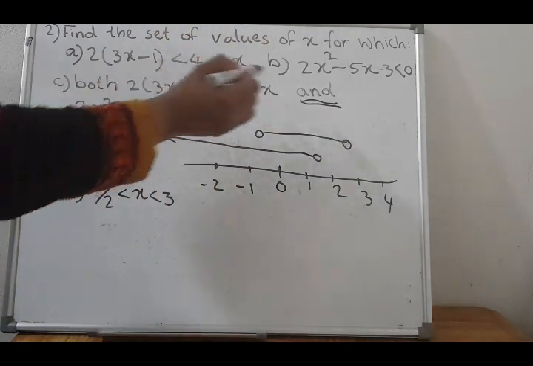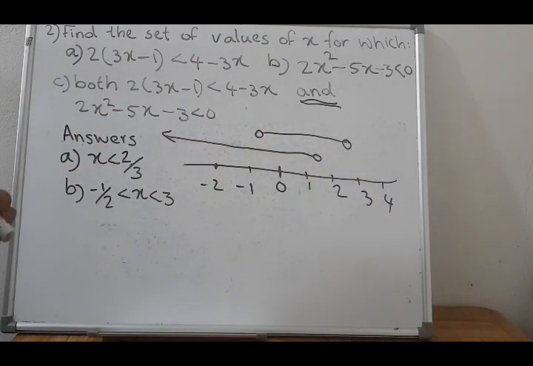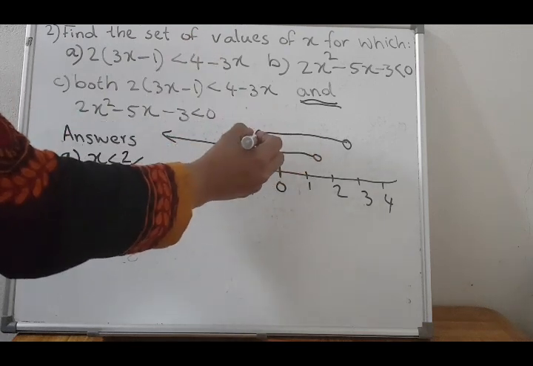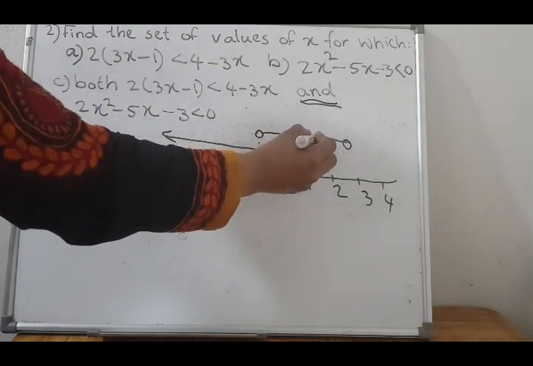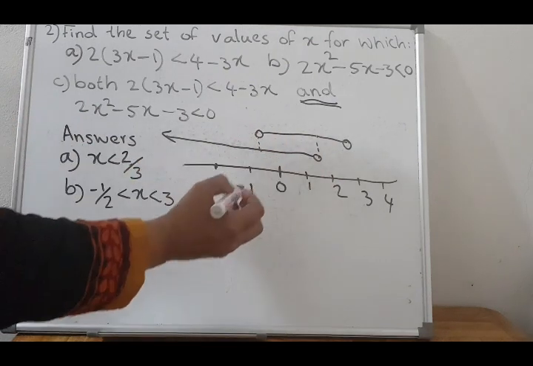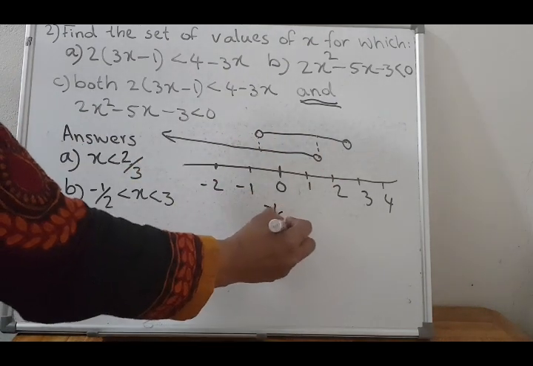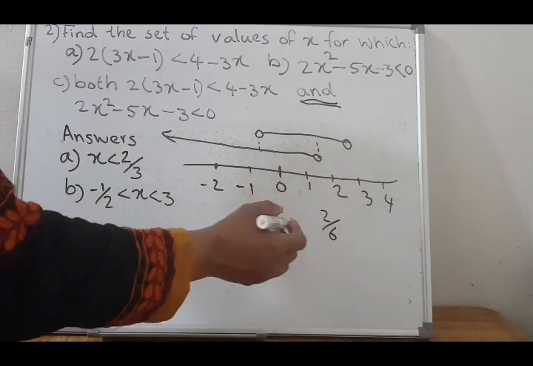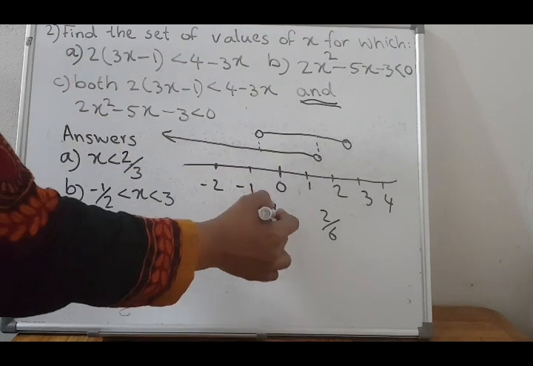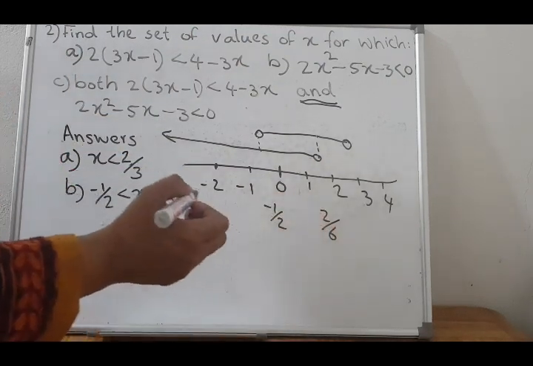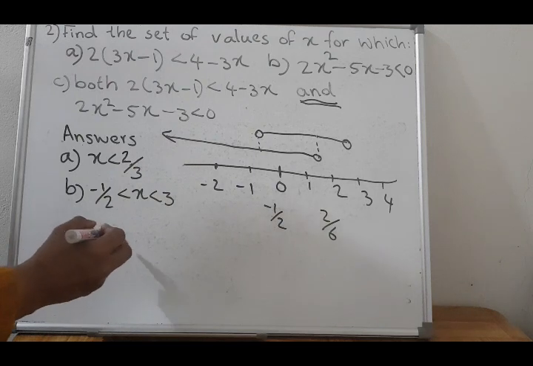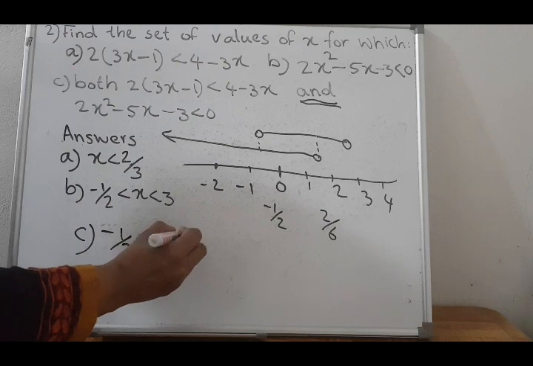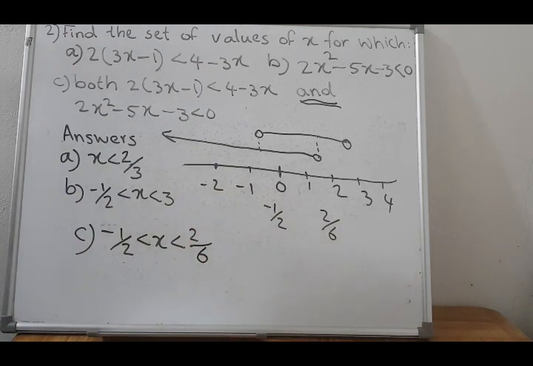Now A part and B part, that means both are true. Both are true when they overlap. You see the intersecting part. That is from here to here. This is what? Minus half. This is what? 2 divided by 3. So both are true together from minus 1 by 2 to 2 by 3. So the answer for C is from where to where? Minus half less than x less than 2 divided by 3.